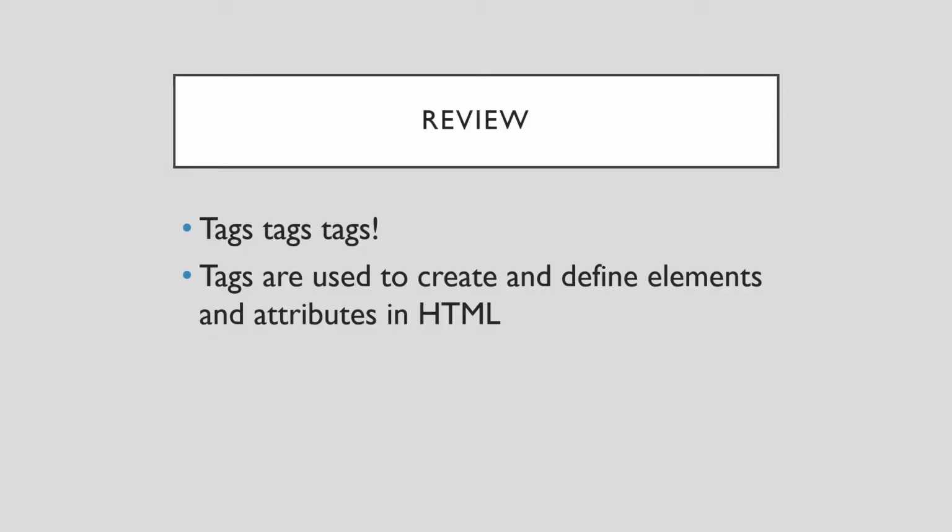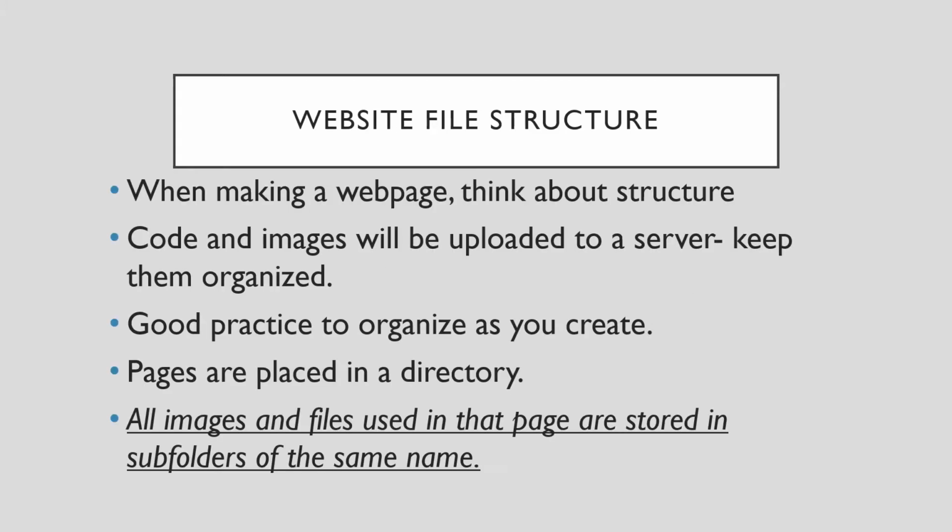So in the last lesson, we talked about tags, and more tags. Specifically, we talked about the tags in the head section of your HTML code, and we talked about the document type definition and the importance of that. And basically the important tags that you need to know in order to start your HTML code. Tags are used to create and define elements and attributes in HTML. Without the tags, you cannot create your web page.